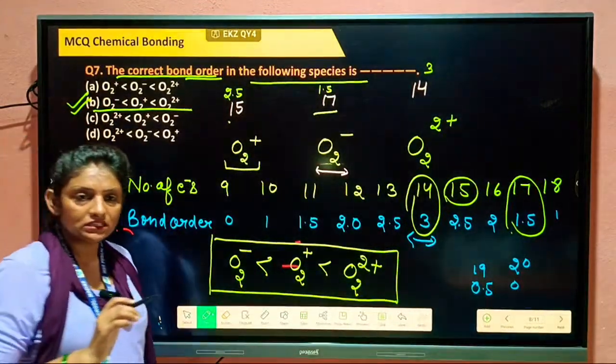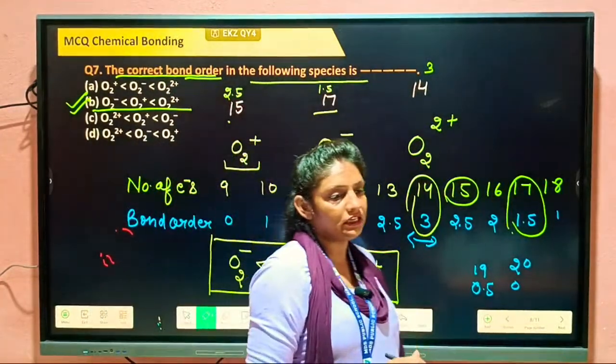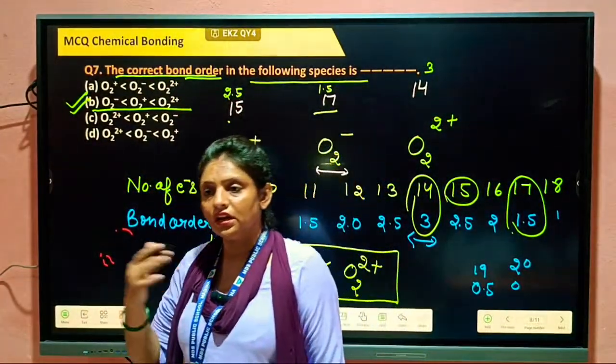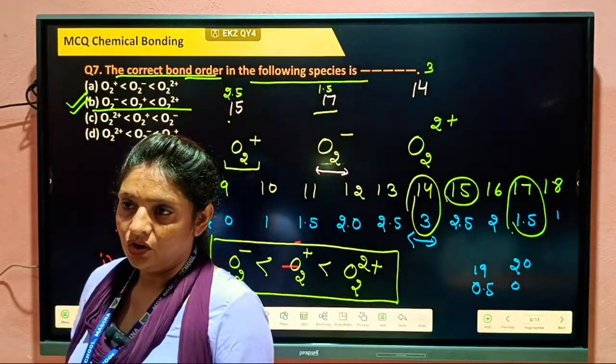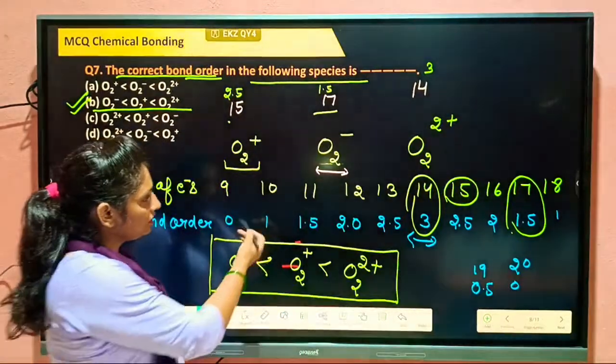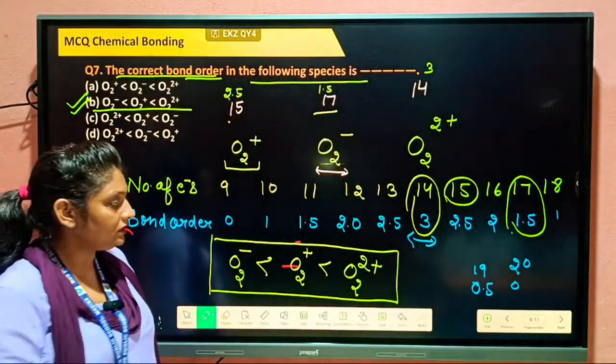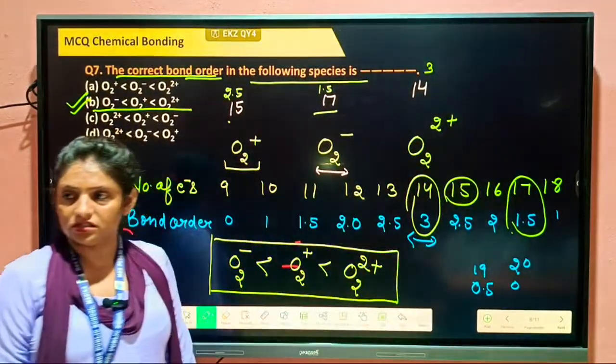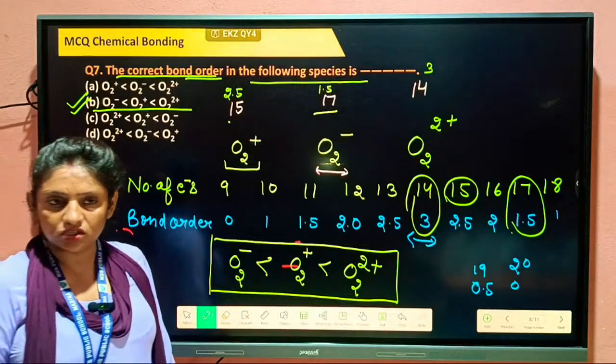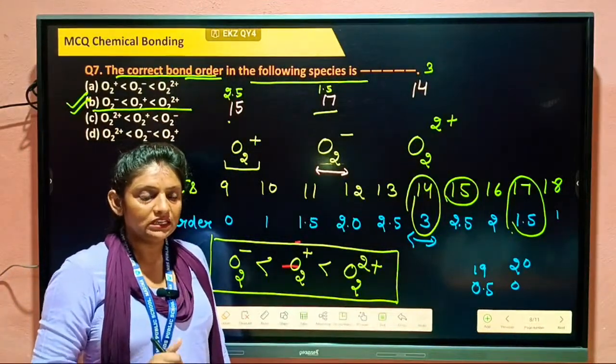So students, directly you can see the number of electrons in the given species. On the basis of that, you can tell about the bond order, and then you can arrange. Clear to you or not? This question is clear or not?